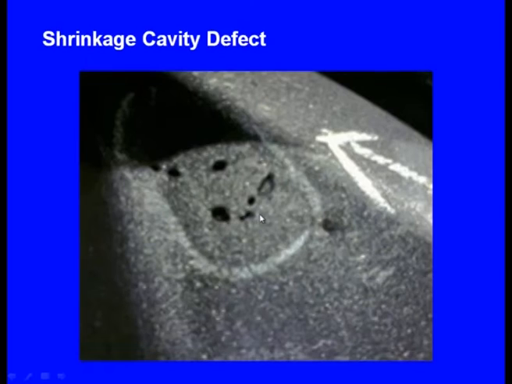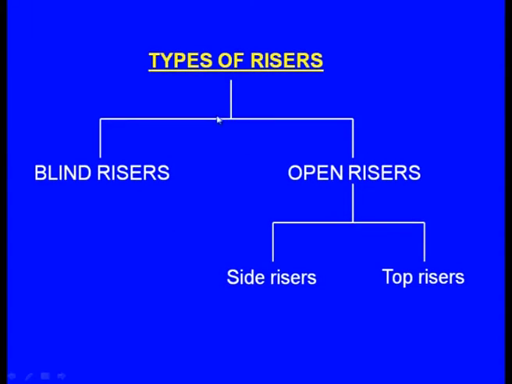Now, this is what can happen if the size of the riser is not adequate, right? If the liquid metal in the riser is not enough to feed the casting during the solidification process, a shrinkage cavity will develop on the surface. Sometimes inside the casting also it can develop. Now, these are the types of risers. Before we learn about the design of the riser, let us see the types of risers.